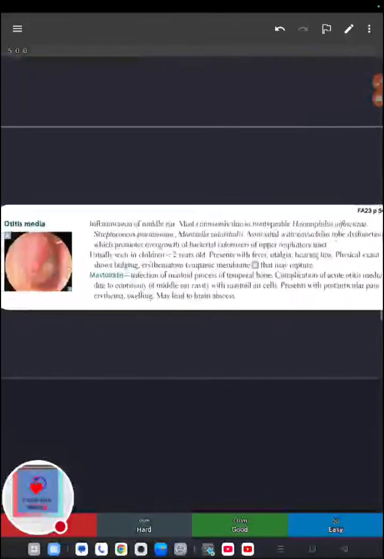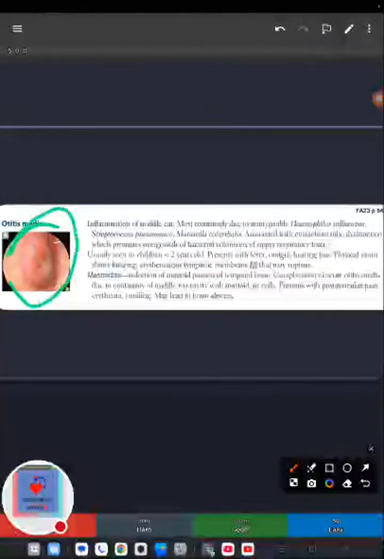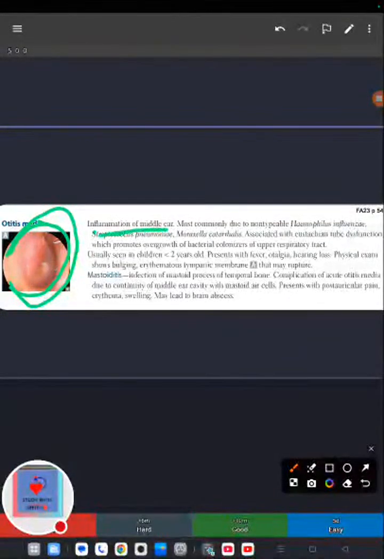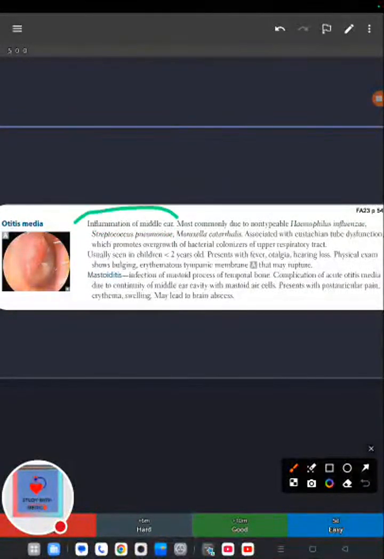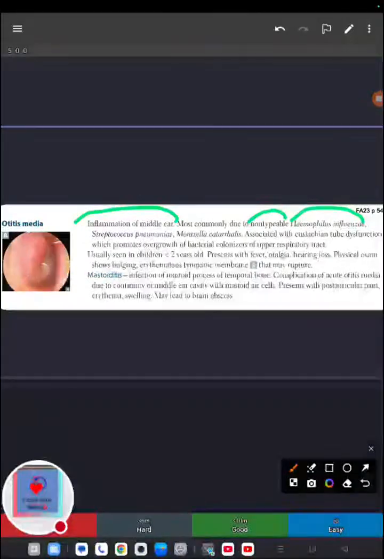So see, this is otitis media. Can you see the findings here in the tympanic membrane? There will be inflammation of the middle ear, most commonly due to non-typable Haemophilus influenzae, Streptococcus pneumoniae, Moraxella catarrhalis, associated with eustachian tube dysfunction, which promotes overgrowth of bacterial colonizers of the upper respiratory tract, usually seen in children less than 2 years old.